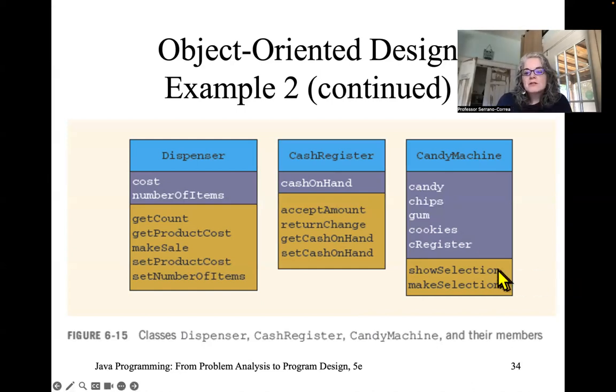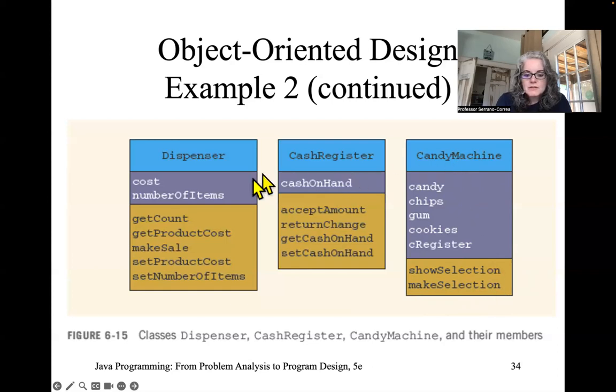And then cash register would be, you could say cash register, C register equals new cash register. So there's only going to be one of these. And this class candy machine is going to create one cash register and 4 dispensers. And it's going to have these methods available to use. So you could call show selection, and you could call make selection.